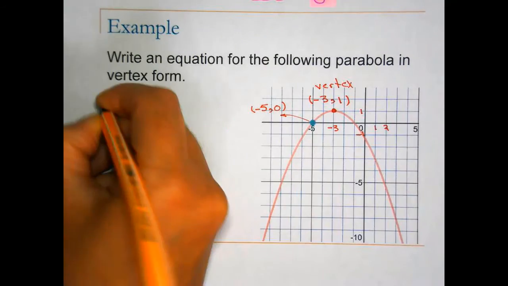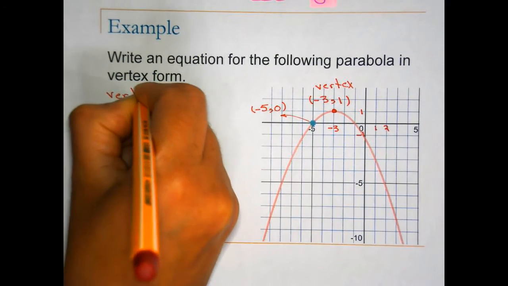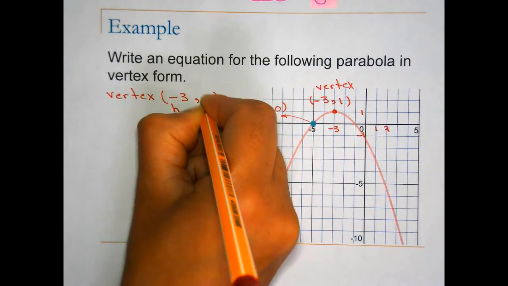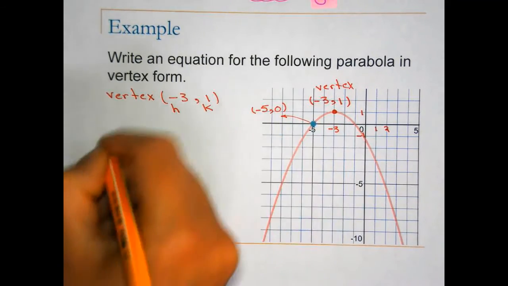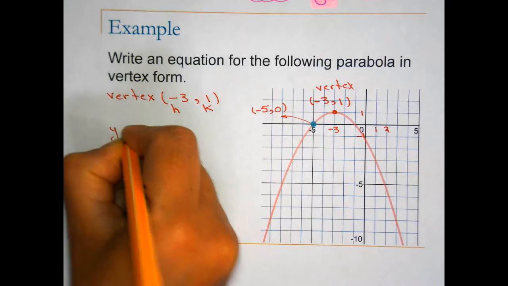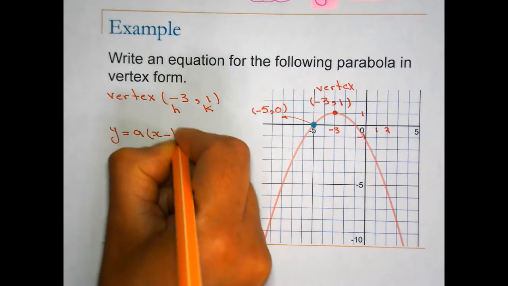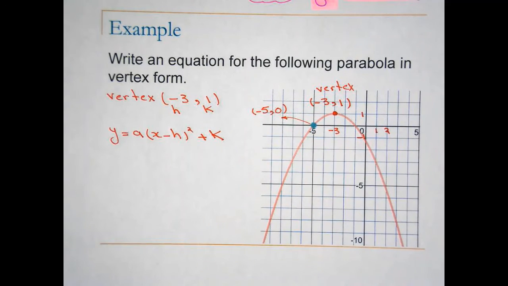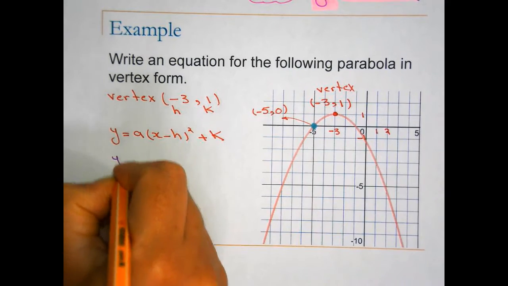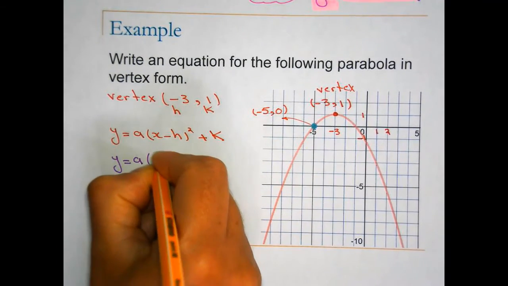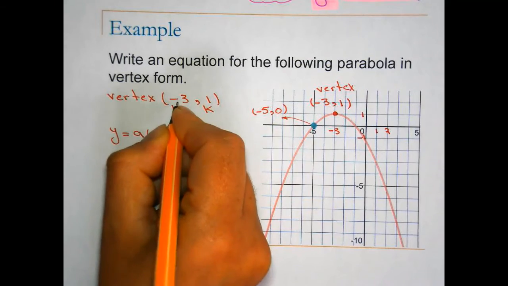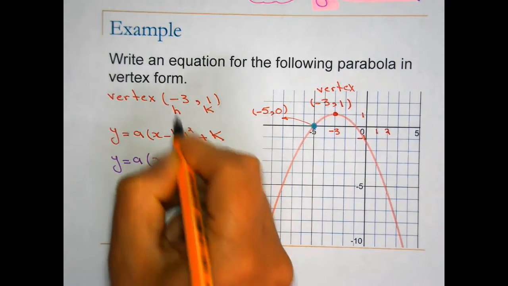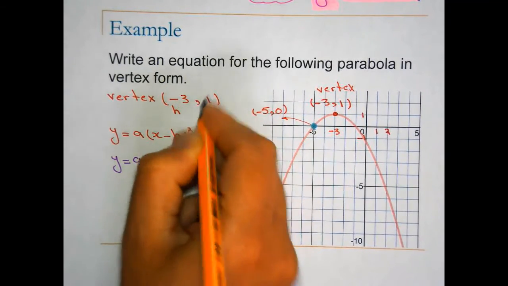The vertex is negative 3 and 1. Again, the first one is h and the second one is k. So I'm ready to substitute in my equation. So y equals a times x minus h squared plus k. Now in bracket, if h is negative 3, that means here I'm going to put plus 3 squared. You remember it's always opposite in sign, plus k, and the k is 1.